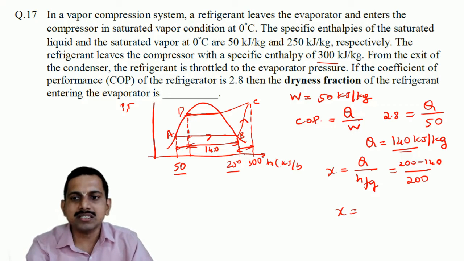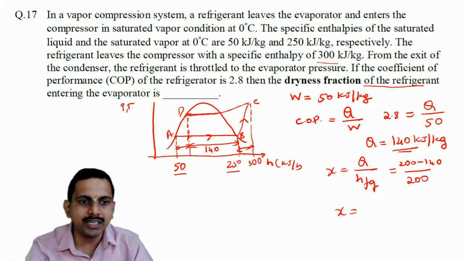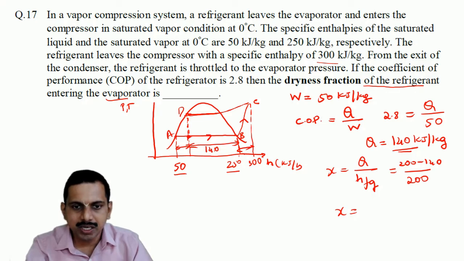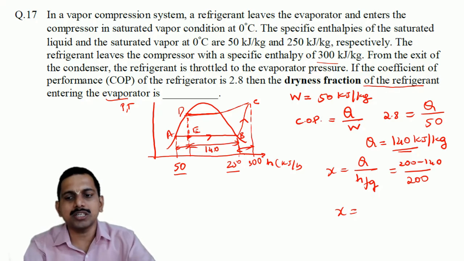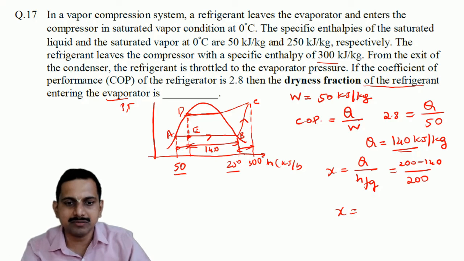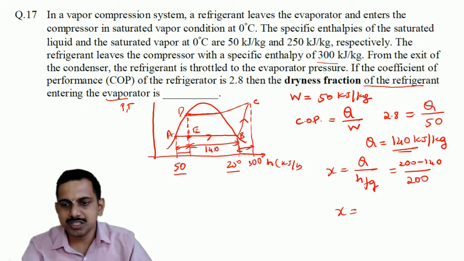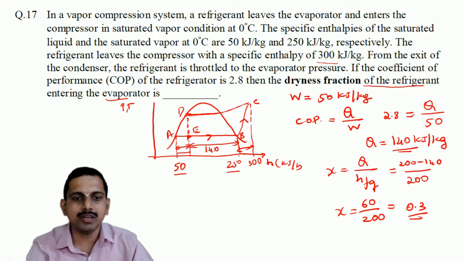So what is asked? The dryness fraction of the refrigerant entering the evaporator. Entering the evaporator is at this place, say E. It enters the evaporator at E. So at this E, what is the dryness fraction? That is 200 minus 140, which is this distance, equal to 60 divided by 200, and the answer we get is 0.3. So 0.3 is the answer.